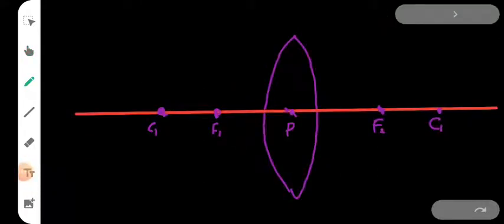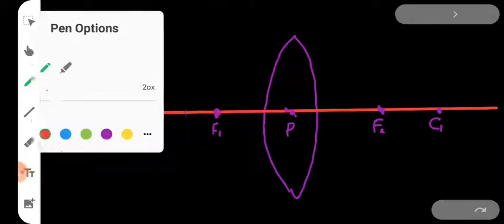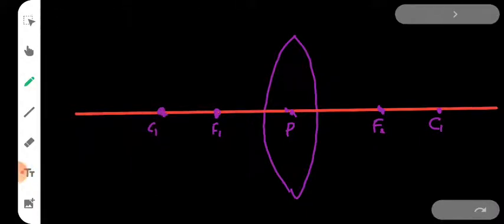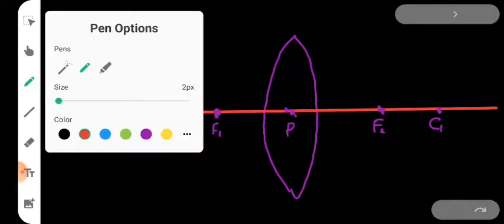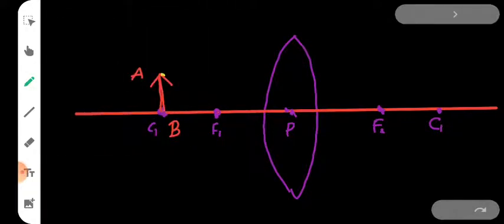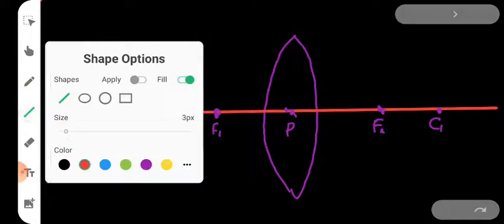Where do you want to place the object? Now I am going to place the object not beyond C1 but on C1, at the center of curvature. How would you form the image? Let me mark the object as AB, with A on top and B on the bottom. You have several points on AB. Let me choose the point A. Now again you draw the ray diagram.